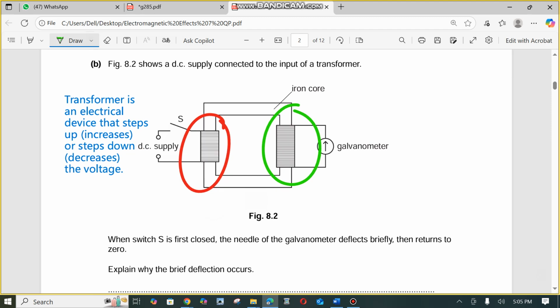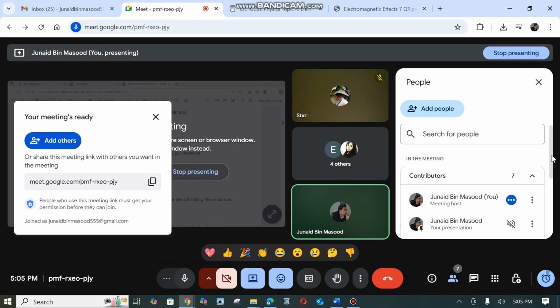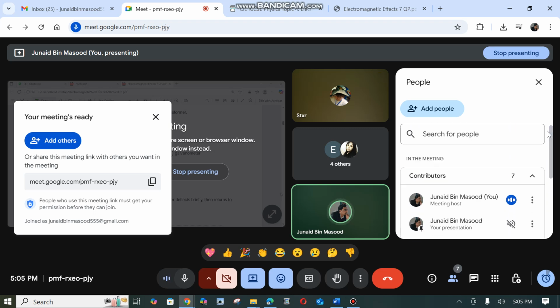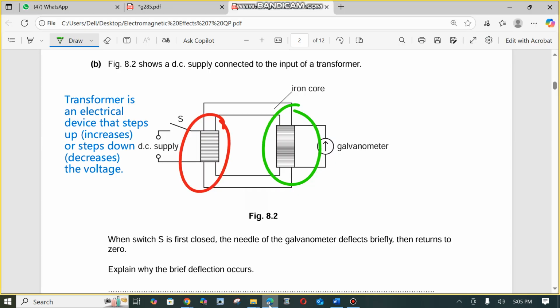What does this question say? Can someone volunteer to read if possible, please? Asmat, Basel, Ishal, Azam. Yes, please read the question. Figure 8.2 shows a DC supply connected to the input of a transformer. When switch S is first closed, the needle of the galvanometer deflects briefly, then returns to zero. Explain why the brief deflection occurs.